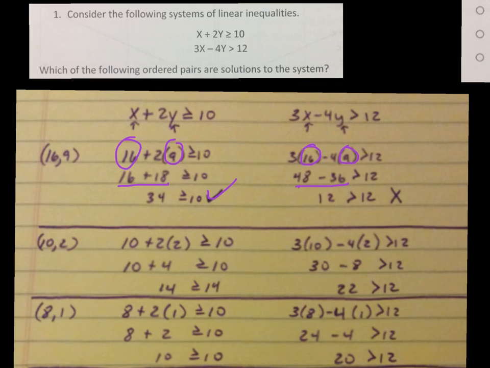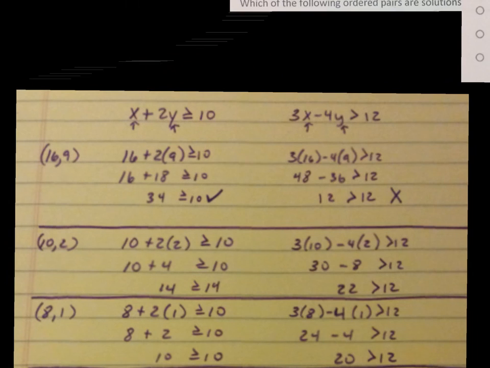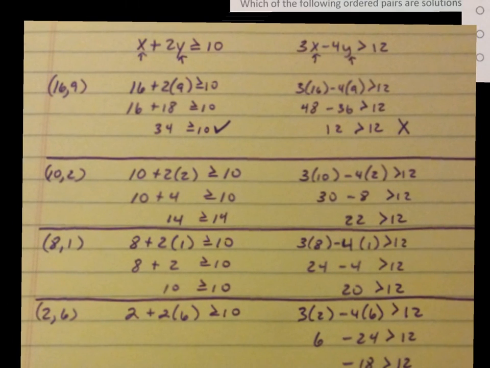Now, 12 is greater than 12. That is not true. 12 is equal to 12. So that's why I put an X here, and that is false. And that's what you're going to do and go down the line doing the same thing to all of these. So let's go ahead and check out which ones are solutions. So if you look at the first one, 16,9 is not a solution because it doesn't satisfy both of them. 10,2 satisfies this side, and it also satisfies this side. So you know what? 10,2 is a solution. If you look at 8,1, 8,1 also satisfies it, and so 8,1 is also a solution.